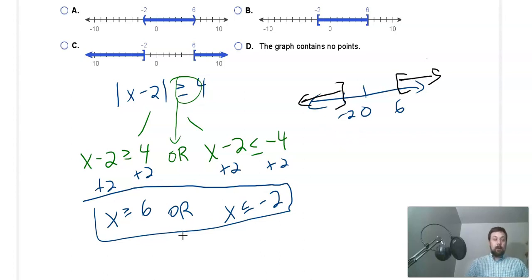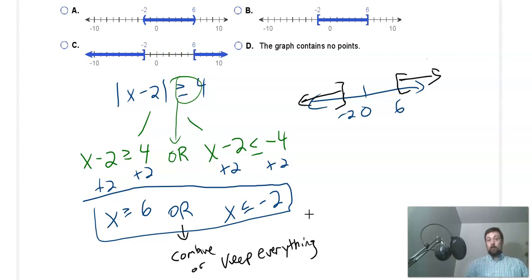Now you might say, oh, they're not overlapping. Is that a problem? No, because it's an or, which means you want to combine these together. Combine together, or keep everything is another way to think of it. So everything that you just shaded in, you want to keep as your solution set. So I'm keeping all these numbers because with an or, you don't need both of them to be true at the same time. You're happy as long as one or the other is true.